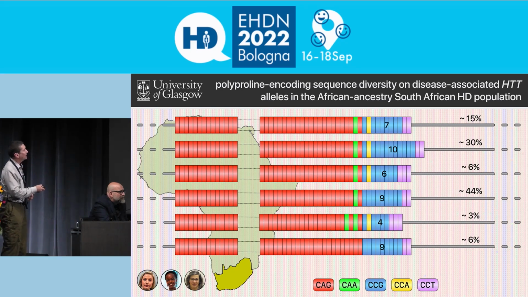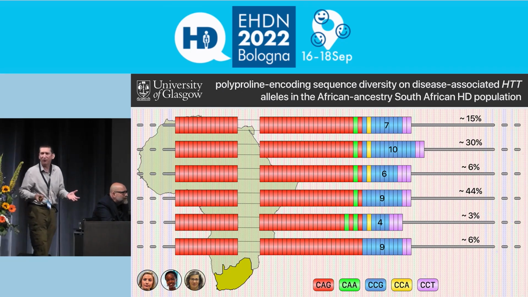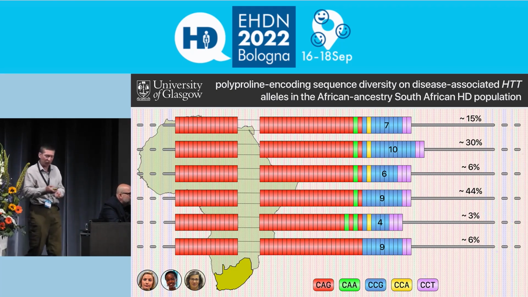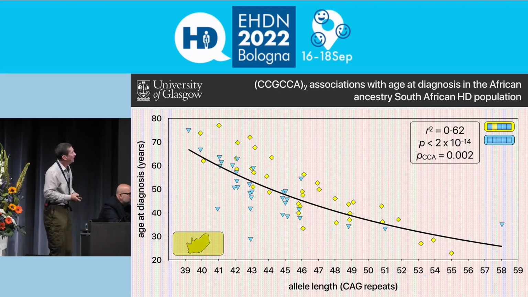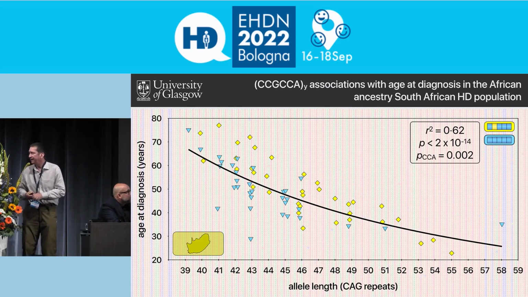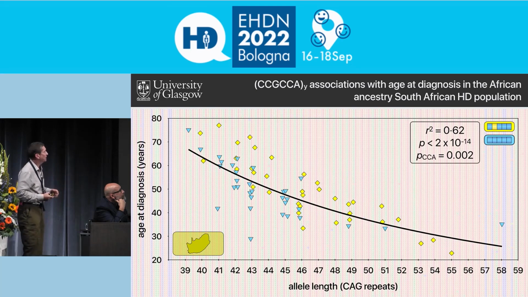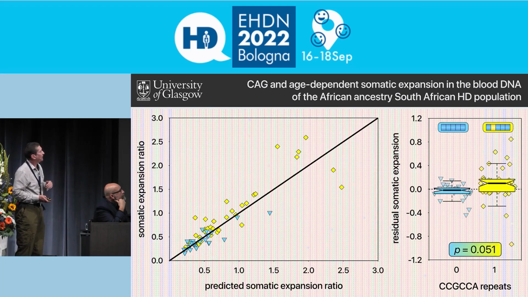But this allele is incredibly common in this population, so it allowed us to ask, independent of the number of CAG repeats, does the number or does the sequence of the proline stretch make any difference? And indeed, it turns out that we got a very strong association between the number of CCA variants and the age of diagnosis of the disease. Those individuals with the CCA variant had a much earlier age of onset than we expected. And again, that's illustrated there.